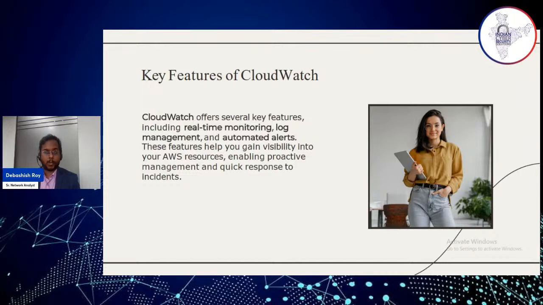Log management, like auditing, and automated alerts. The alerts will be sent to you, maybe via email, by SNS, or it can be simply logged to the server. These features help you gain visibility into your AWS resources, enabling proactive management and quick response to incidents. We have to respond very quickly, because if the server is not monitored properly, it becomes inactive. So there will be downtime, and you should ensure that the downtime is zero. That is paramount to cloud management.